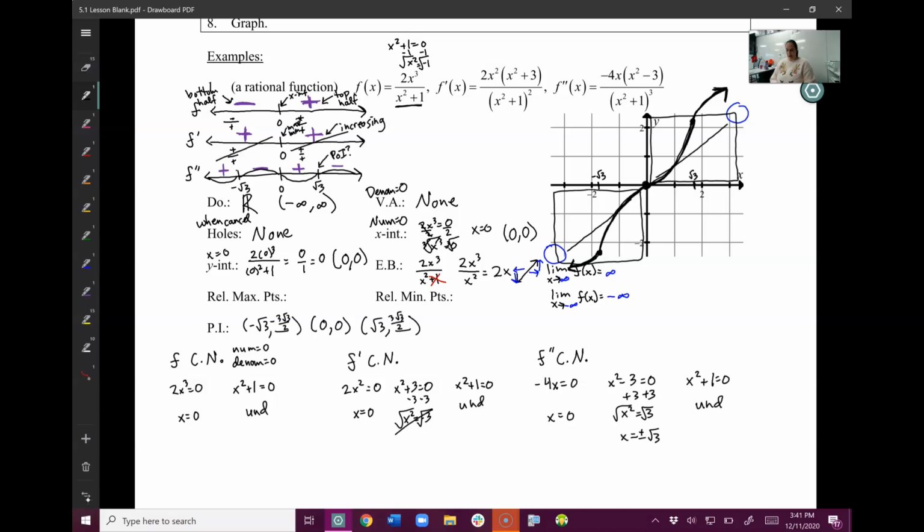Now let's finish answering this. Do I have any maximum or minimum points on this? No, I do not, because f prime doesn't change signs. And that's it for the first example. We have 2 more to do.